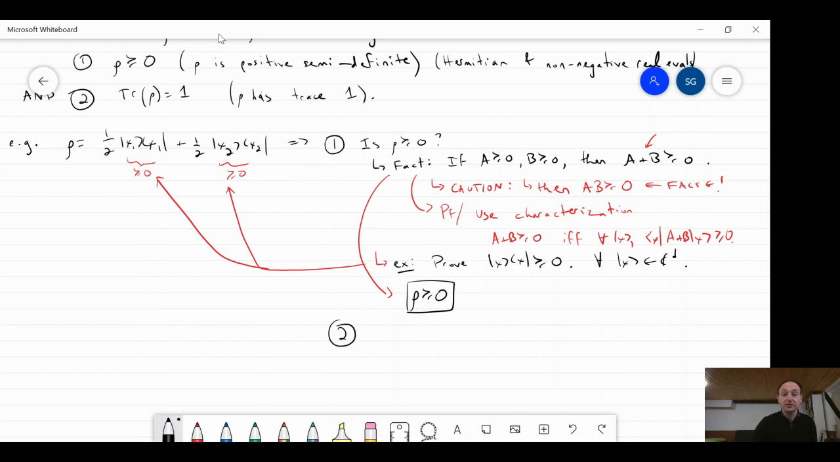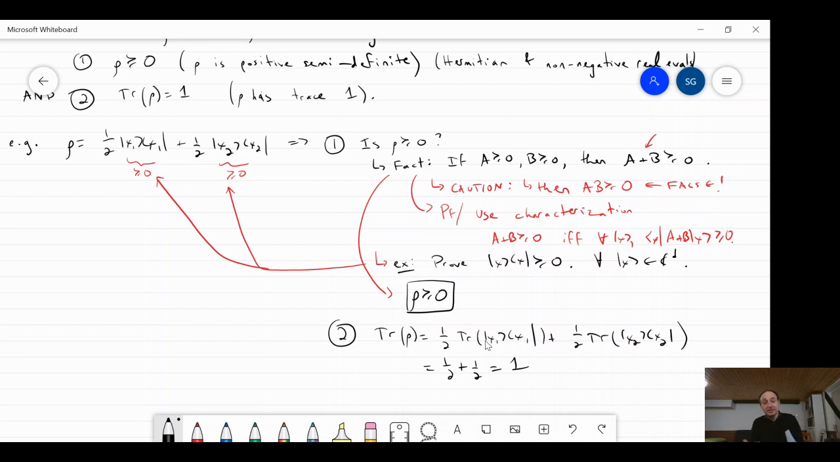And then we just need to check the trace. Is the trace of rho 1? So let's just compute the trace. The trace of rho is equal to, and remember the trace is a linear operator, so I can just pull out all the constants. And now each of these is a rank 1 projector. They are pure states, unit vectors, so by the cyclicity of the trace, I can move this around, and they will each have trace 1, and I'll get a half plus a half, which equals 1. So indeed, this is a density operator. Okay, so that passes our sanity check.